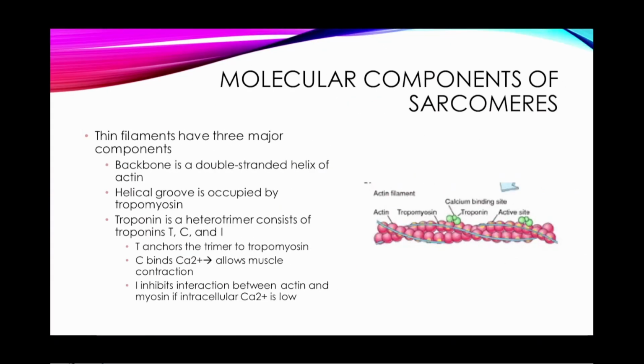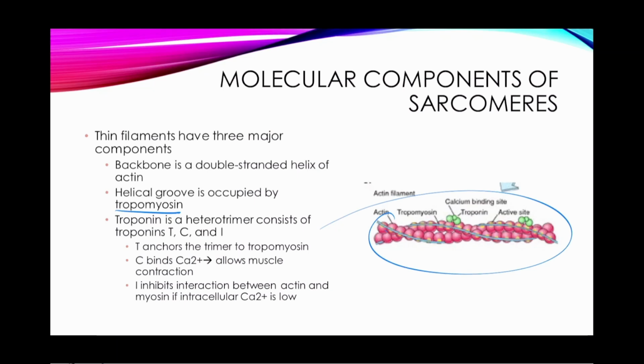Okay? So the thin filaments have three major components. The backbone is the actual actin itself. And the way that it's made, we have this groove here. And that groove allows other proteins to kind of slide into that space. The main one is this tropomyosin, which has three troponin molecules on top. Troponin T, C, and I.